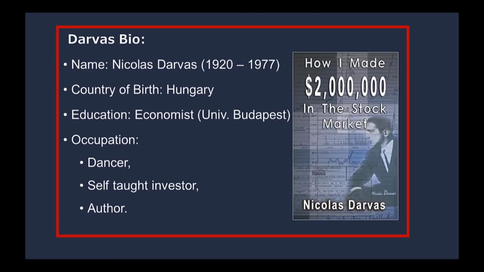So who was he? Well, he was a Hungarian by birth, lived from 1920 to 1977. He was economically trained at the University of Budapest, and his primary occupation was a dancer, and a very successful dancer at that, travelling the world and dancing with some of the most famous people of stage and screen. But on the side, he became a self-taught investor and then author. So we would classify him as a retail trader, by no means a professional trader, because his profession was dancing. So a very unusual switch between the dancing and the investing, but for our purposes a great example of how you can succeed in the world of retail trading.